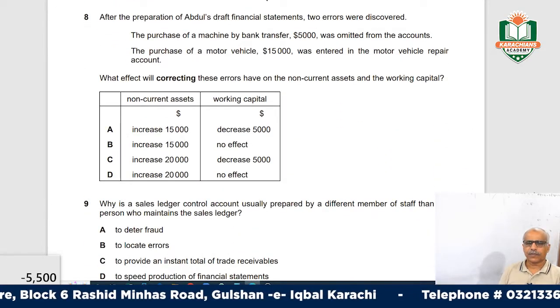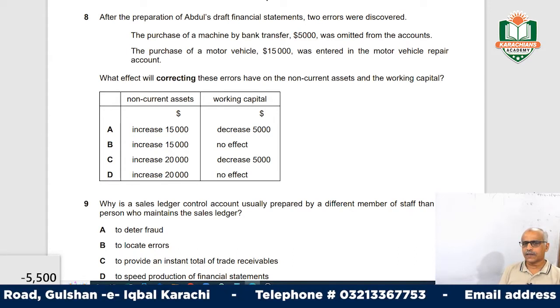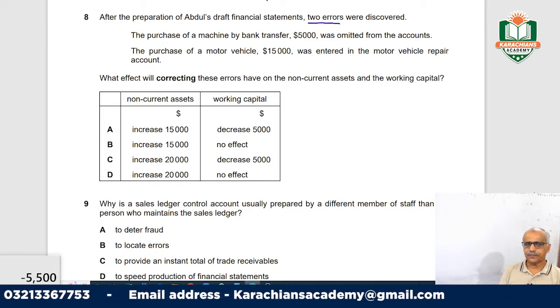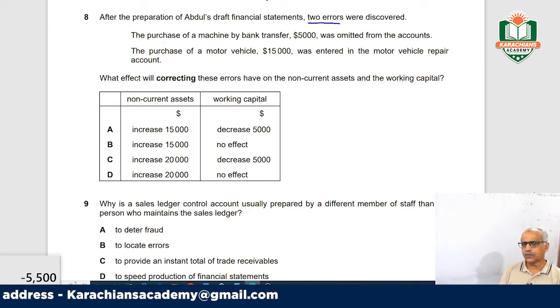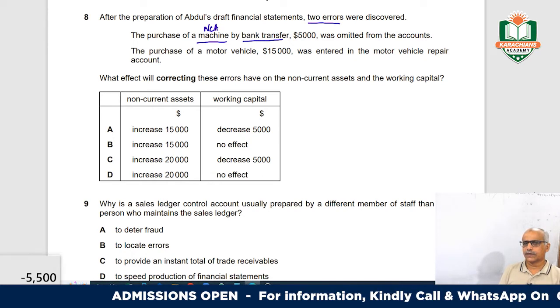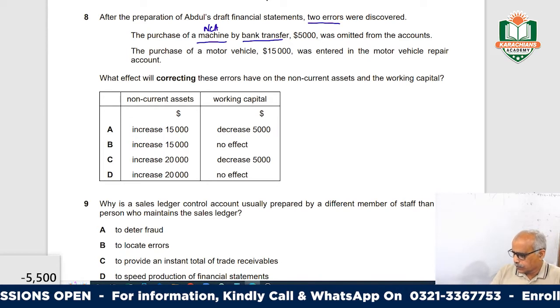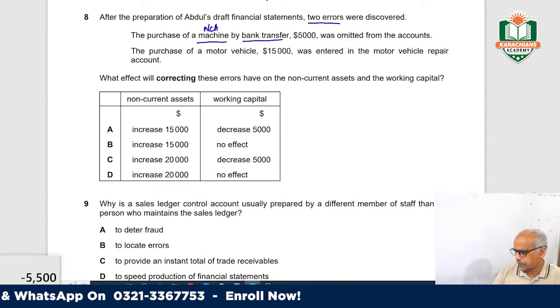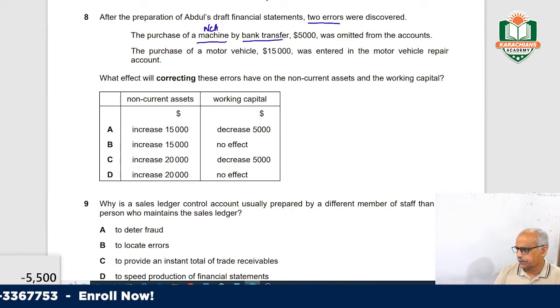Question 8. After the preparation of Abdul's draft financial statements, 2 errors were discovered. Number 1 error, the purchase of a machine, a non-current asset, by bank transfer, was omitted from the books.